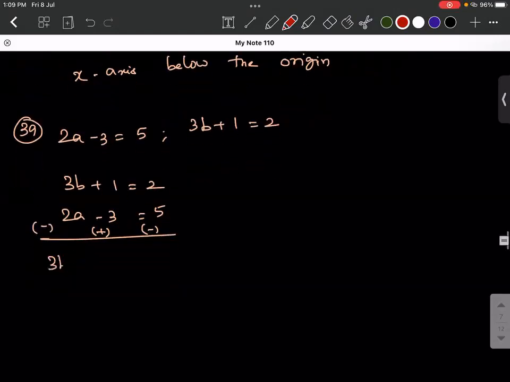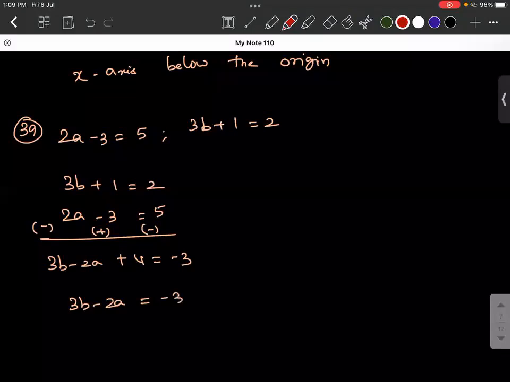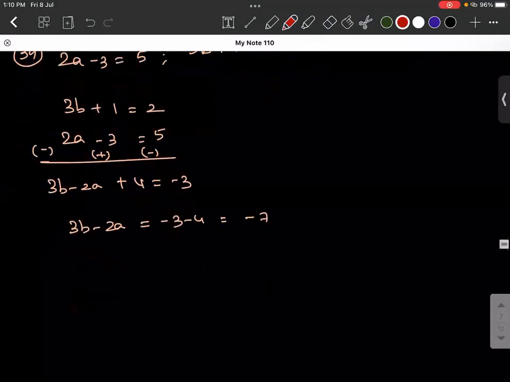So 3b minus 2a, minus, I change the sign, no? 4. Plus 4. So 3b minus 2a is equal to minus 3 minus 4, which is minus 7. Is there an option? Option D is the answer.